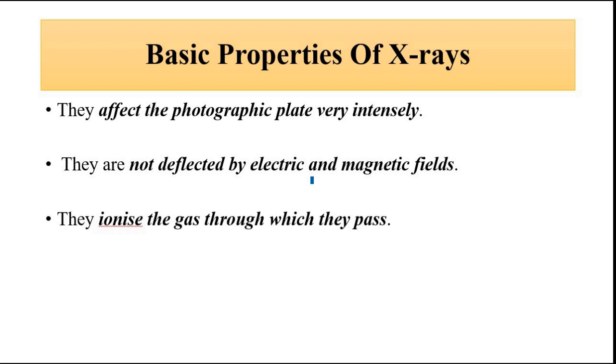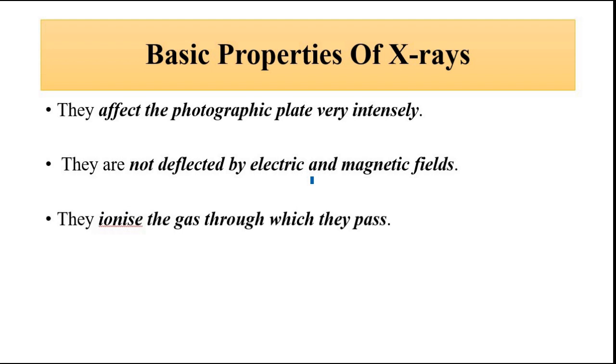First, they affect the photographic plate very intensely, high as compared to the gamma rays, which means the intensity of the pattern which is formed on the photographic plate is very high. Then they ionize the gas through which they are passed, or the material through which they are focused on, to a much larger extent as compared to gamma rays. So affecting the photographic plate is higher as compared to gamma rays. Ionization property is higher as compared to gamma rays.